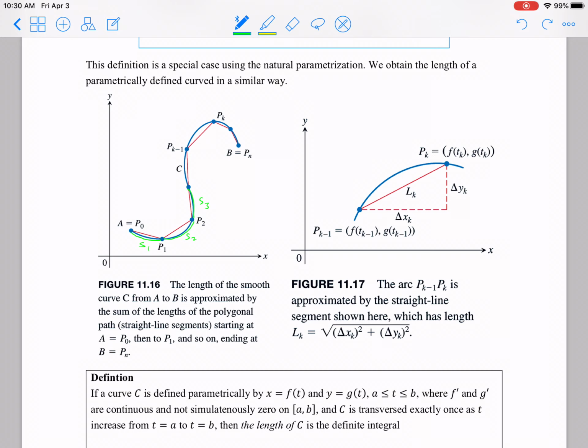So we want to figure out the length of these line segments right here. This is one of our little s's, and we want to know the length of this line segment. For that we can use the Pythagorean theorem: s is going to equal the square root of delta x squared plus delta y squared. After we have this idea, what we want to do is take those s's, make them infinitely small, and add them up.